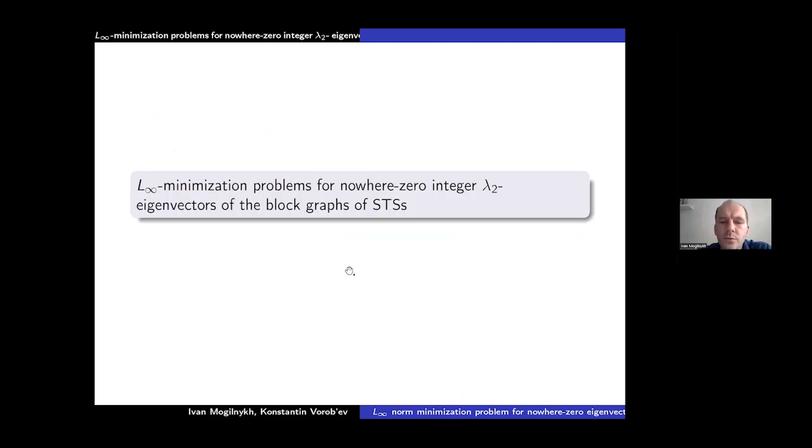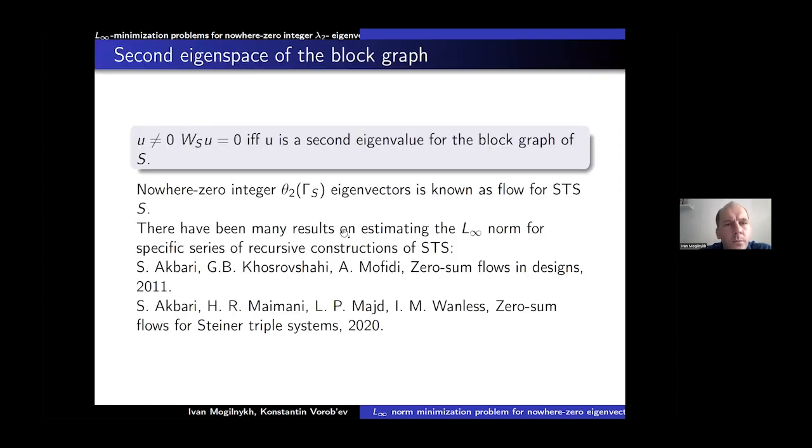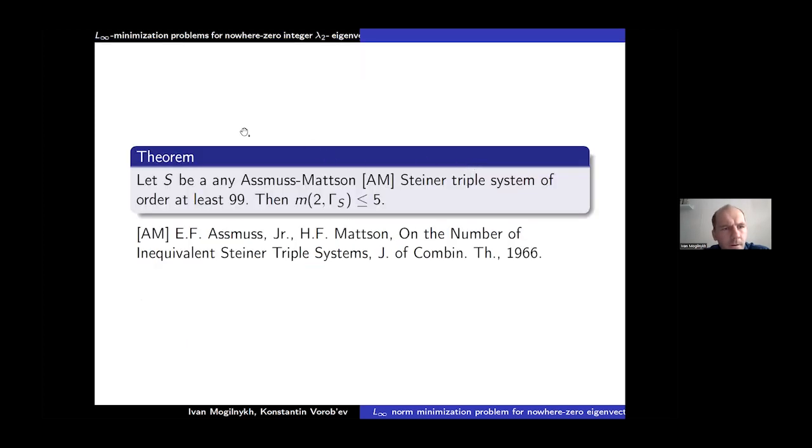Okay, so I move on to the second eigenvalue. Again, the problem here is to give a good upper bound for the infinity norm of flows, or in our terms, to give upper bounds on the infinity norm of nowhere-zero integer second eigenvectors of the block graph. And our result here is the following.